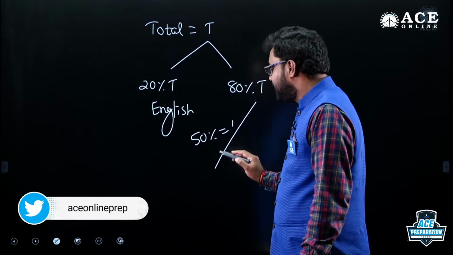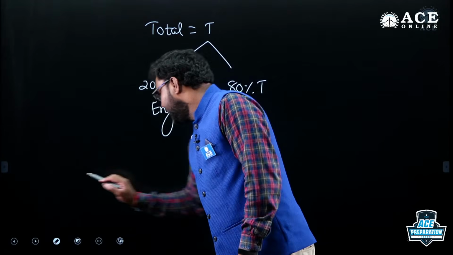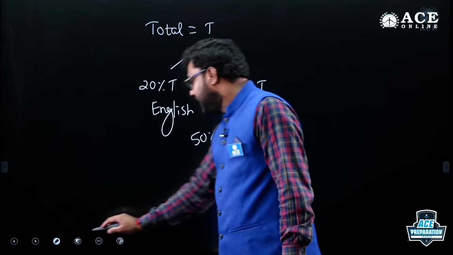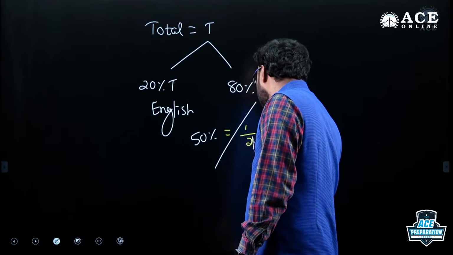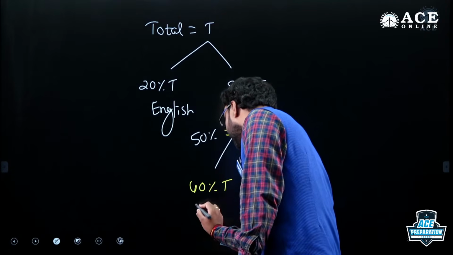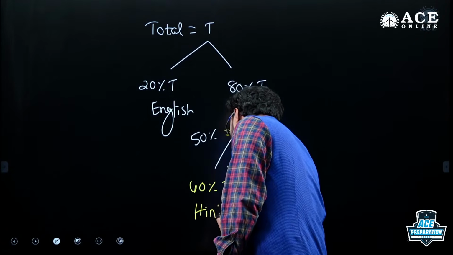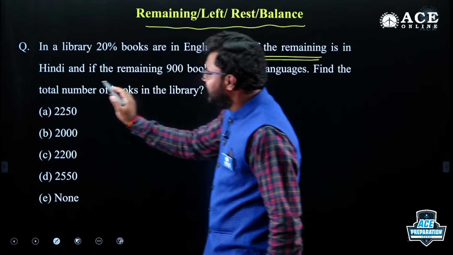50% of the remaining they mentioned in the question. 50% means half, my dear friends. We can say 50% is nothing but half, right? So if we do half of this, half of 80 means 40%. 40% are related to Hindi.